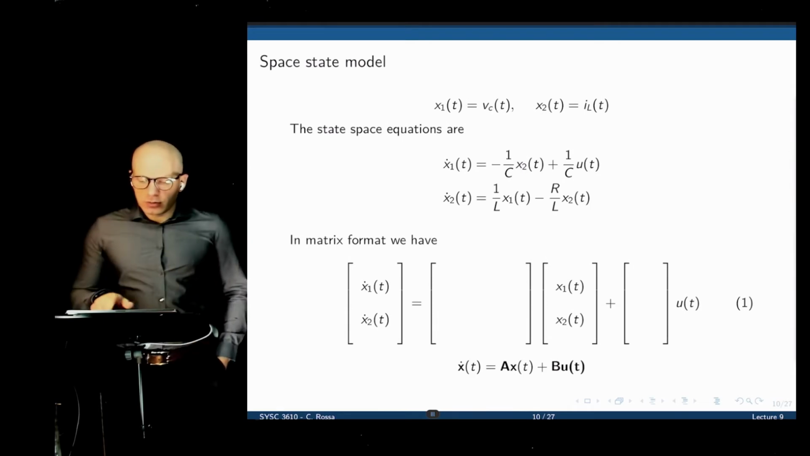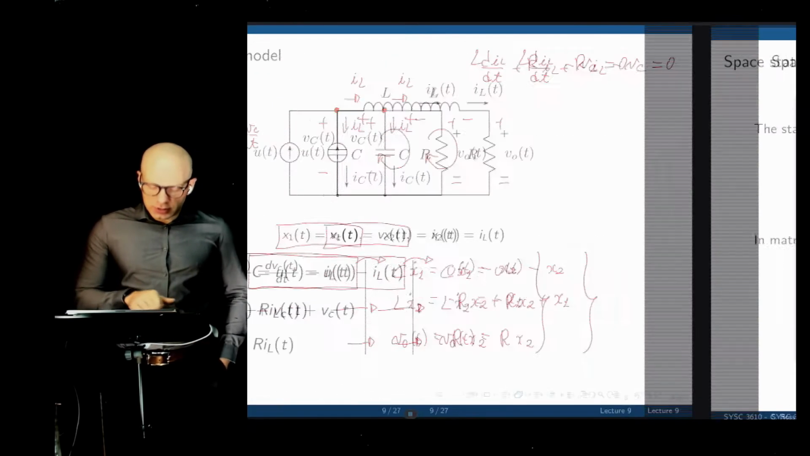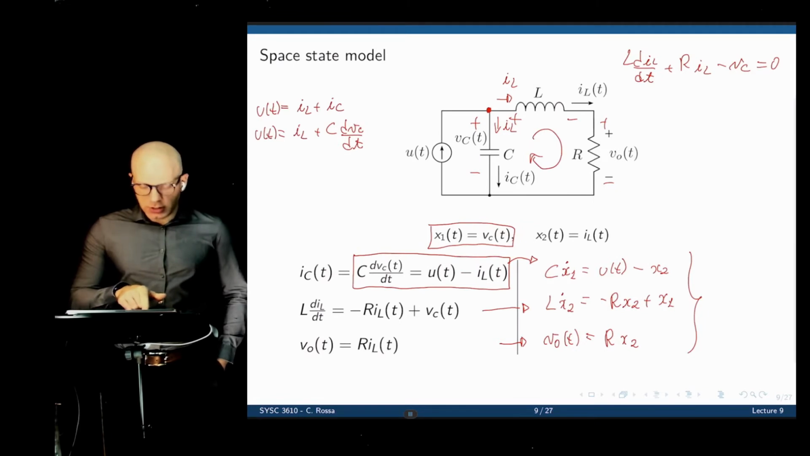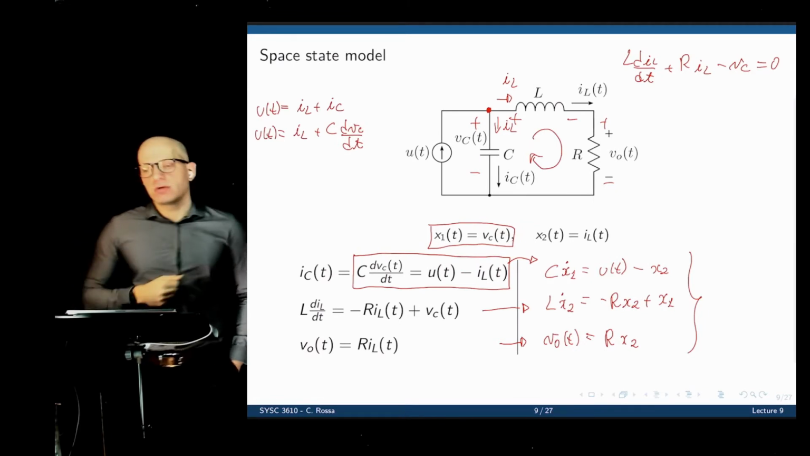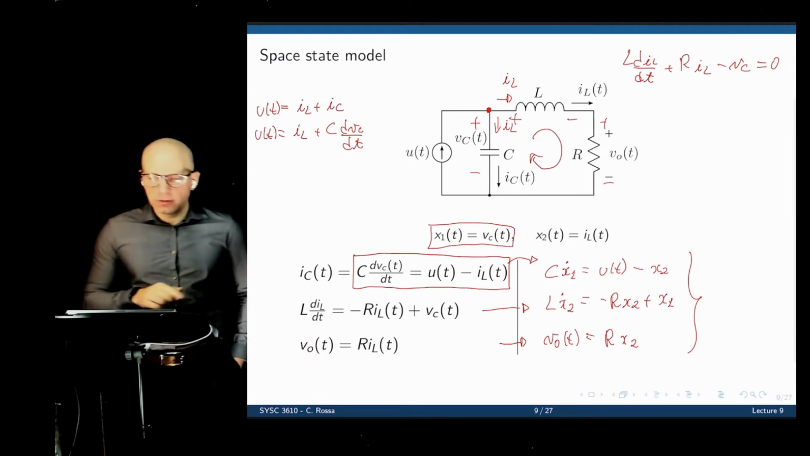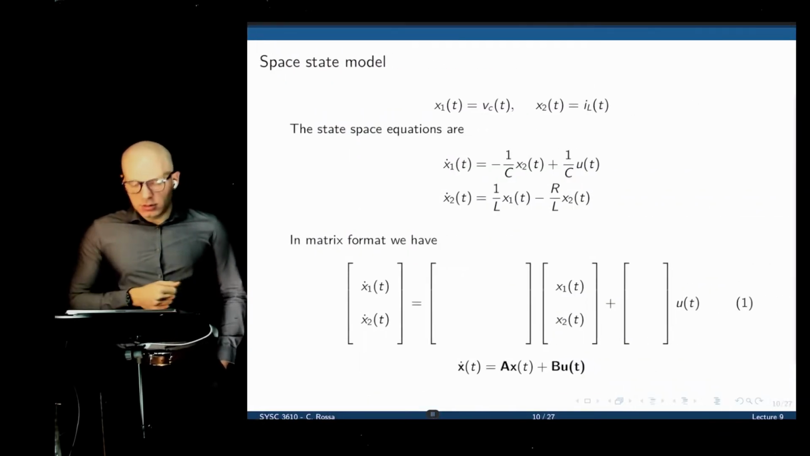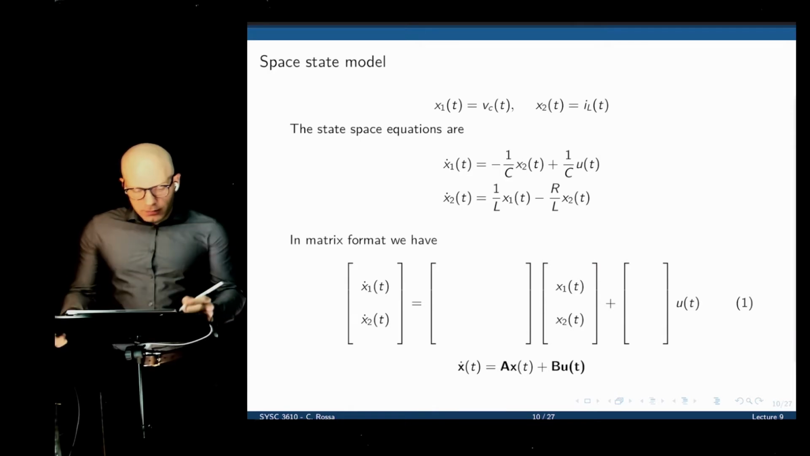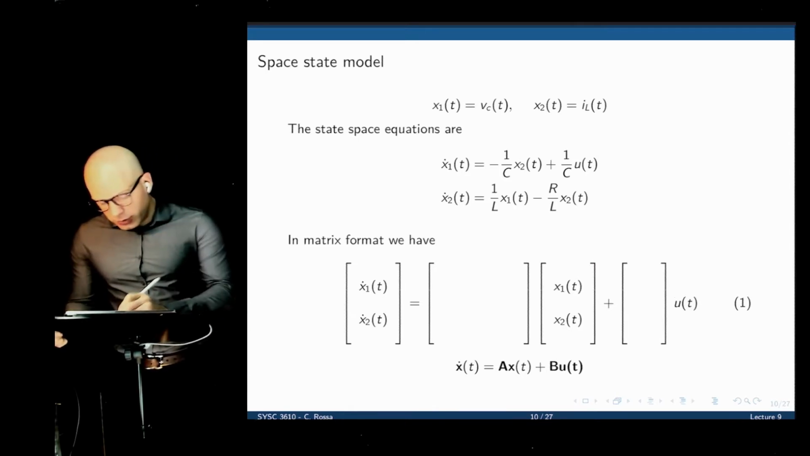Now all I did here was to isolate x1 dot and x2 dot, so you just divide both sides of the equation by C and L respectively. And here is the result of that. These are the equations we just came up with.